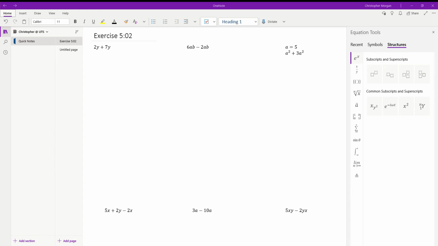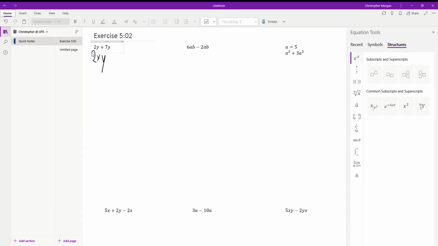We're going to start off today by talking about exercise 5.02. And here are just some of the different concepts that you're going to come across while in this exercise. One of the things that you probably have come across before, but we're going to look at a bit more closely, is this 2y. Now, this really means, if I can write it properly, 2 times y.